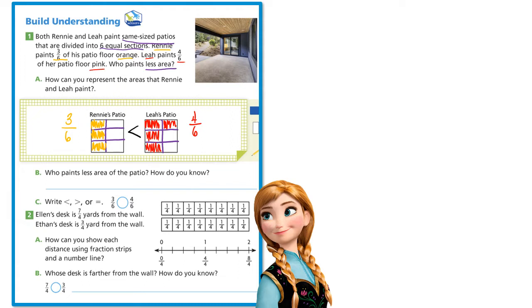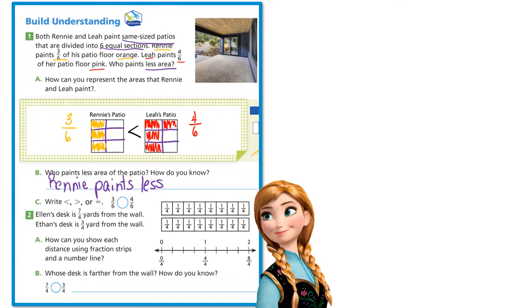Okay, so let's look at B. Who paints less area of the patio? How do you know? Well, I know that Rennie paints less, and the reason I know that is because 3 parts out of 6 is less than 4 parts out of 6. It's 1/6 less, it's 1 part less. So Rennie paints less. Okay, and I used my model, and I could compare my model.